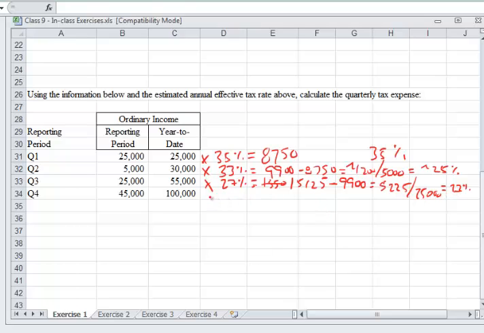And then in Q4, we know that my annual provision is going to be the 30,000. It's going to be the 100,000 of income minus 10,000 of credits. So we know it's going to be 30,000 total minus the 15,125 I booked year to date. So that means it's 14,875 divided by 45,000. What is that? 33.